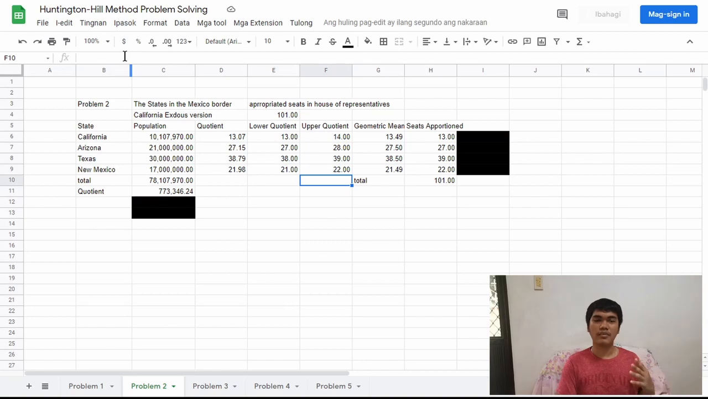The same situation in New Mexico, which gained another seat from 21 to 22. So if you total that, it will total 101, which is the appropriated seats in this hypothetical situation, which is 101 seats.